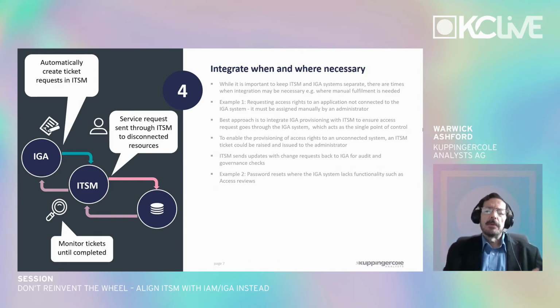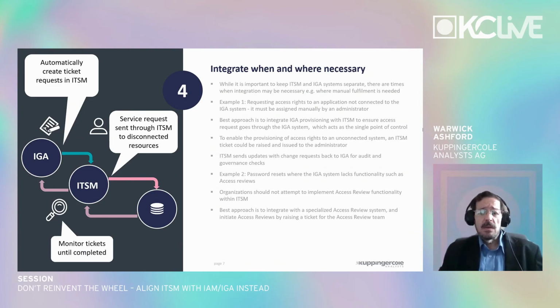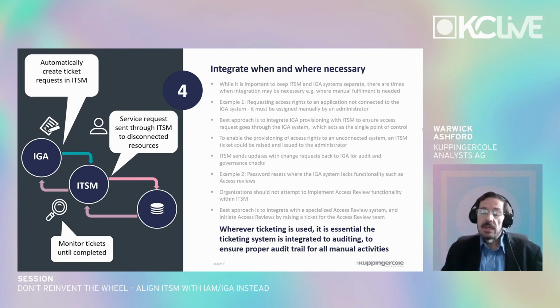Another example is password resets, where the IGA system lacks functionality, such as access reviews. So again, organizations should not be tempted to attempt to implement access review functionality within the ITSM. The best approach, we believe, is to integrate with a specialized access review system and initiate access reviews by raising a ticket for the access review system. So again, you can see in the diagram how the ticket is raised and then sent through for the manual fulfillment side of things. Then the thing to remember when approaching it this way is that wherever ticketing is used, and we think it's important to use ticketing for all manual processes, it's essential that the ticketing system is integrated to auditing to ensure a proper audit trail, and that's for all manual activities.